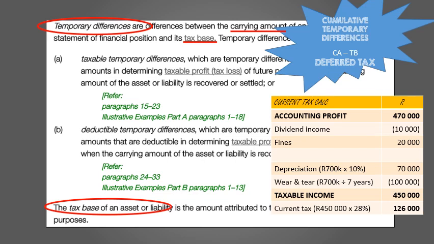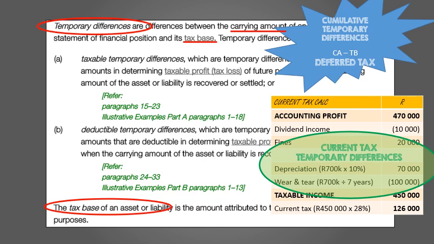But we also get temporary differences in our current tax calc. And you might have seen this when you did your homework and you saw that the current tax calc has these little headings. And one of them is temporary differences. So these temporary differences, with regard to, in this example, adding back the depreciation and deducting the wear and tear, these are the current tax temporary differences. So these are the current tax effect of these future temporary differences unwinding in our current tax calc.